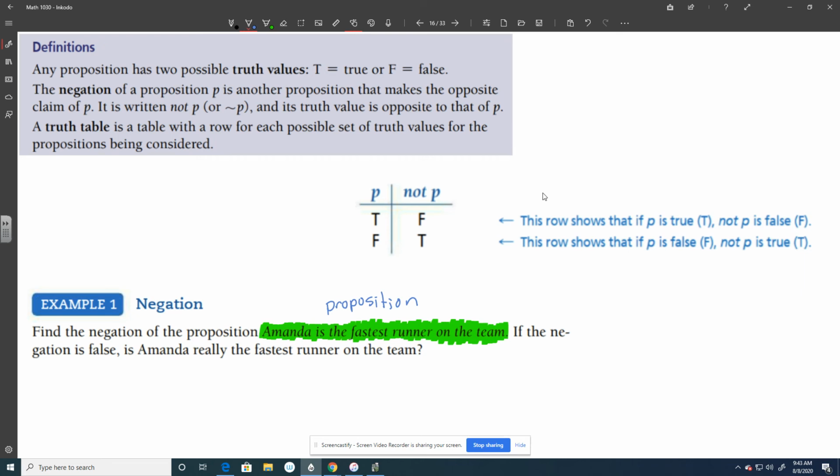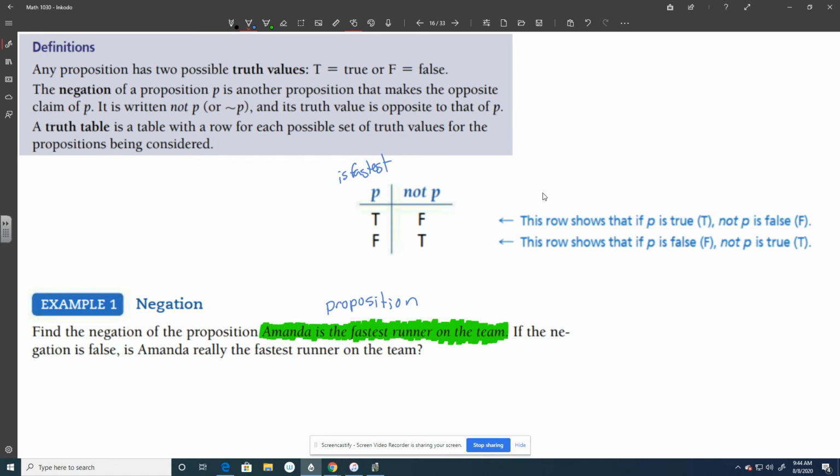And we make what's called a truth table sometimes to kind of help keep track of this. So P is my proposition. So this right here is that Amanda is the fastest. So on this table, either Amanda is the fastest or she's not. So you have a true and a false. And then on the other side, we have what's called a negation.